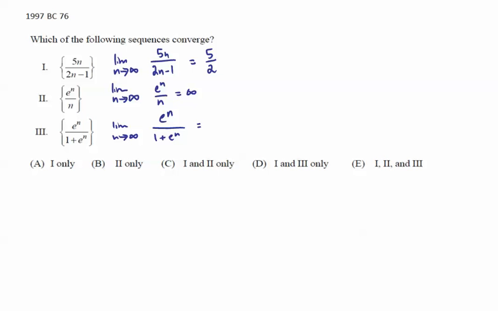Now, if you weren't sure about this, you could use L'Hopital's rule, because this is infinity over infinity. So you could take the derivative of the numerator divided by the derivative of the denominator and take the limit of that, and we would get the derivative of e to the n is e to the n, derivative of 1 plus e to the n is also e to the n, and there we get 1. So however you look at it, that limit is also 1.